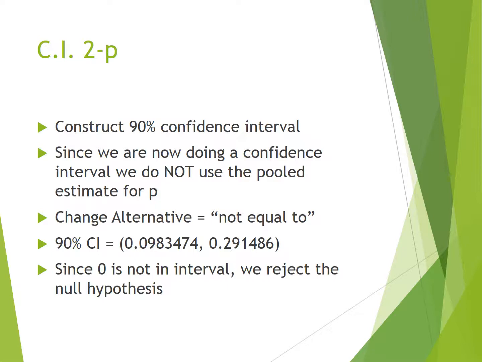The 90% confidence interval came out to be 0.0983474, 0.291486. 0 is not in this interval, so we came to the same conclusion. We reject the null hypothesis. There is enough evidence to suggest that these two proportions come from different populations.